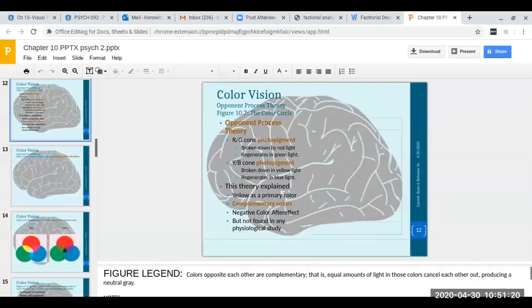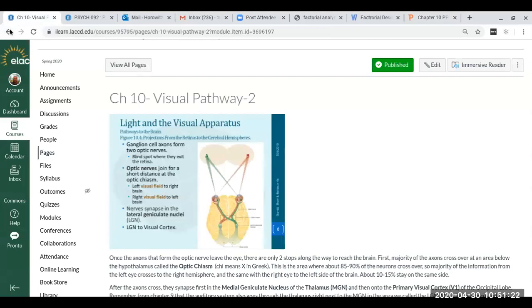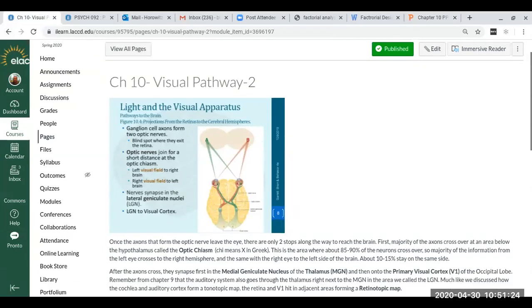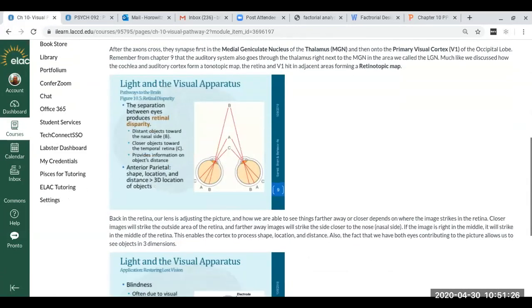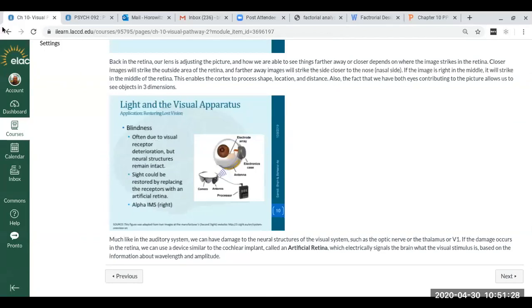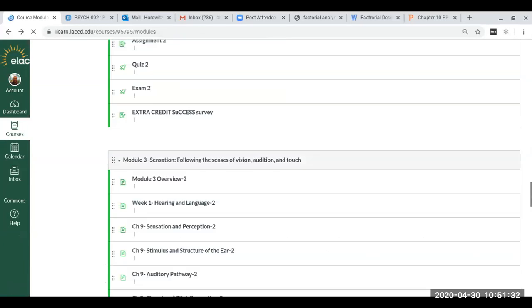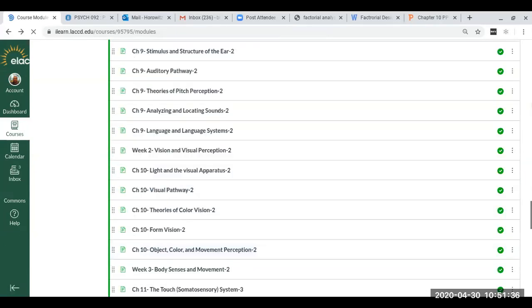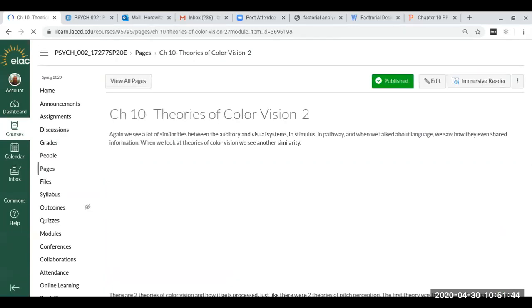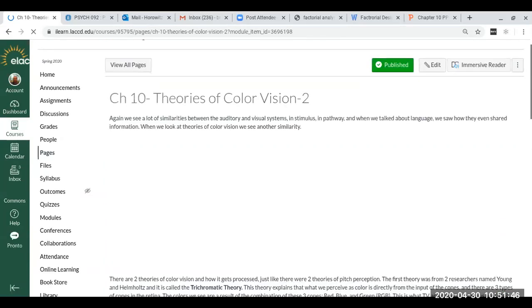Now, if I go over here to chapter 10, let's see, is it going to be down here? I don't think it is. It's going to be the next one. So give me just a second to allow my computer to get to color vision. So now we are getting to it slowly but surely. Thank you to my slow computer.